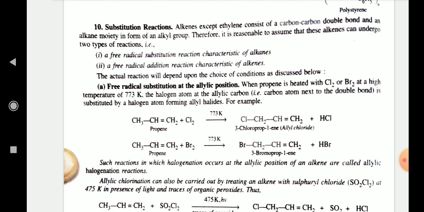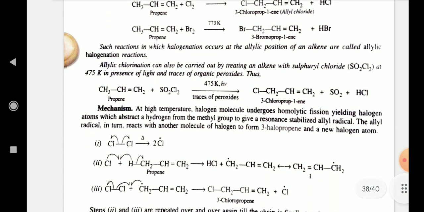First, free radical substitution at the allylic position. When propene is heated with chlorine or bromine at a high temperature of 773 Kelvin, the hydrogen atom at the allylic carbon, that is the carbon atom next to the double bond, is substituted by a halogen atom, forming allylic halides. Such a reaction in which halogenation occurs at the allylic position of an alkene is called an allylic halogenation reaction. Allylic chlorination can also be carried out by treating an alkene with sulfuryl chloride at 475 Kelvin in the presence of light and traces of organic peroxides.